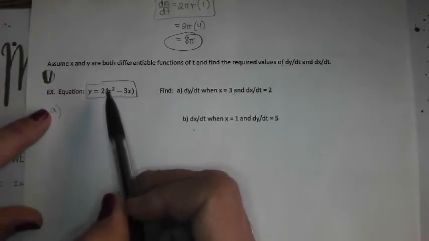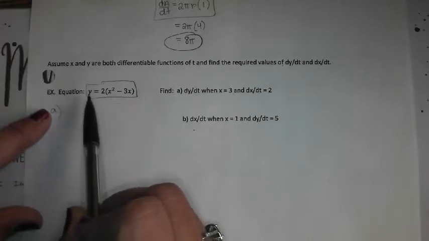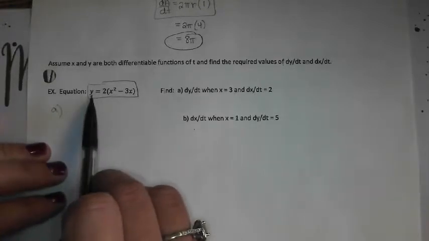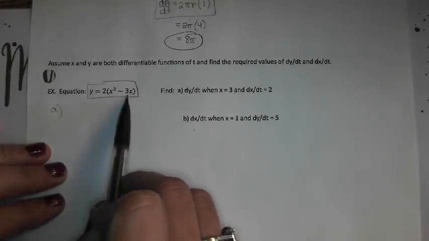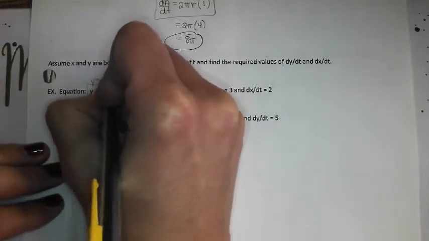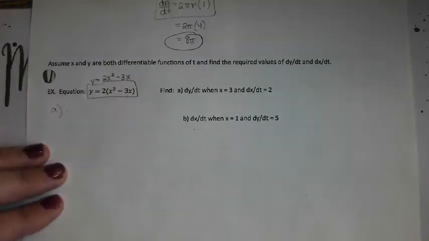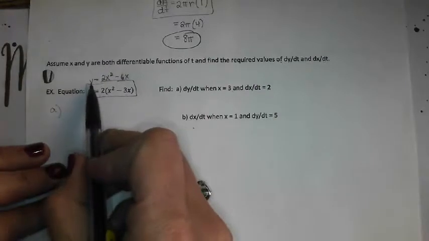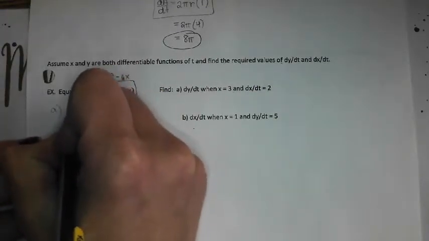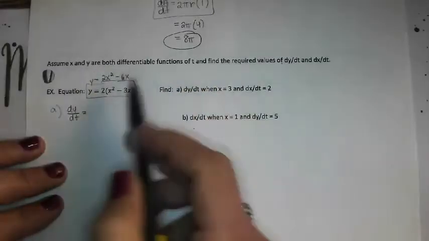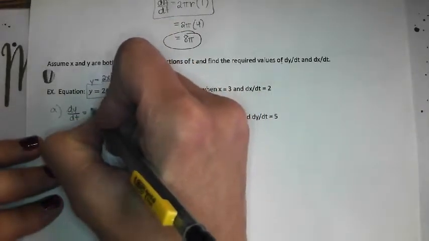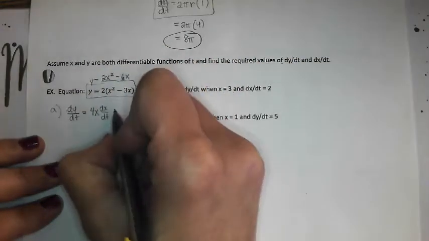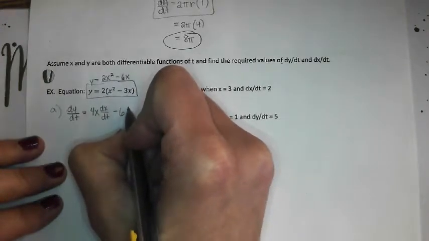So everything is being derived in related rates with respect to time. So y's and x's both need a dy/dt or a dx/dt. So when I take the derivative of this equation, I think I'm going to distribute that too first. Oops, minus 6x. And so when I derive, the derivative of y will be dy/dt. The derivative of 2x squared will be 4x dx/dt. And the derivative of minus 6x will just be minus 6 dx/dt.